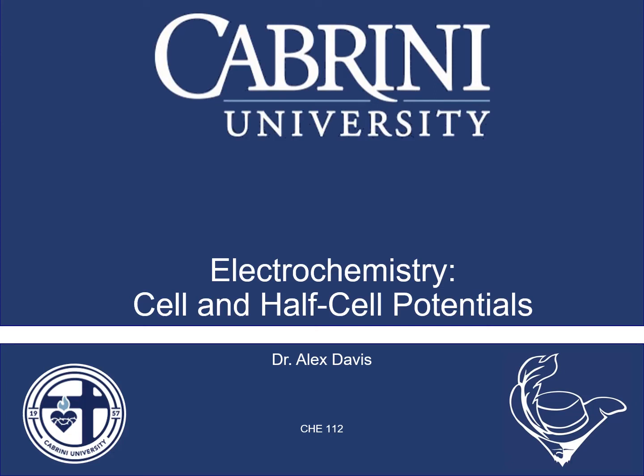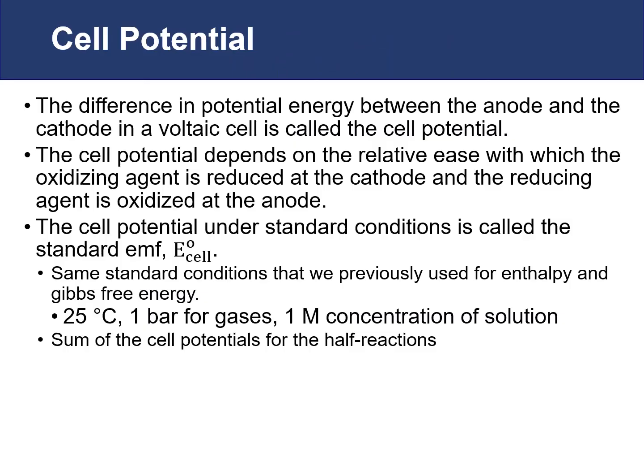In this video, we will be discussing cell and half-cell potentials and how you calculate each. The difference in potential energy between the anode and the cathode in a voltaic, also known as galvanic, cell is called the cell potential. This same value in an electrolytic cell is the amount of potential energy that you must overcome to get the reaction to be a spontaneous process.